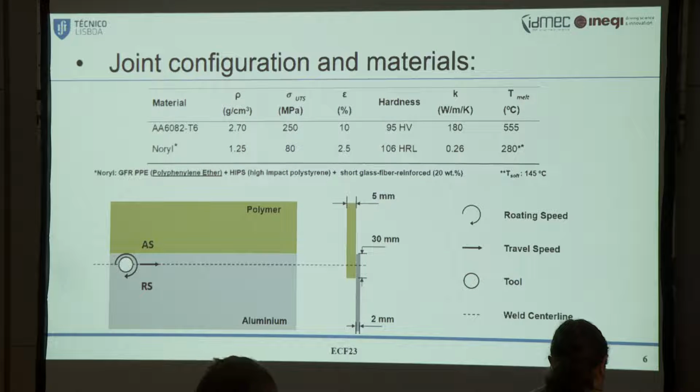As I said before, we use two different materials. The first one is aluminum alloy 6082 T6, with 2 millimeters of thickness, and we place it on the retreating side in terms of the welding process. The other one is a glass fiber reinforced polymer with 5 millimeters. Looking at the properties, we can see that the thermal conductivity of the two materials is very, very different: 180 for the aluminum alloy and 0.26 for the composite.